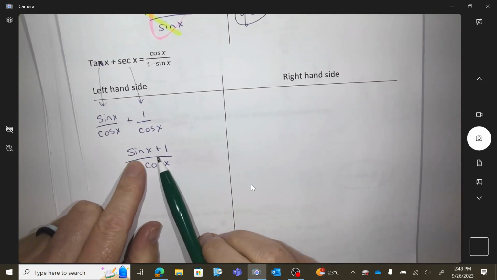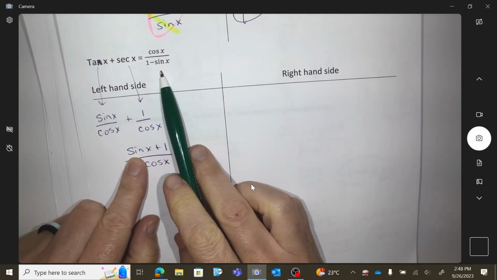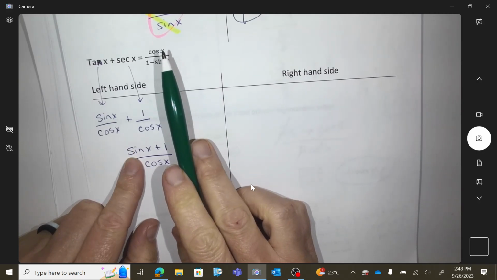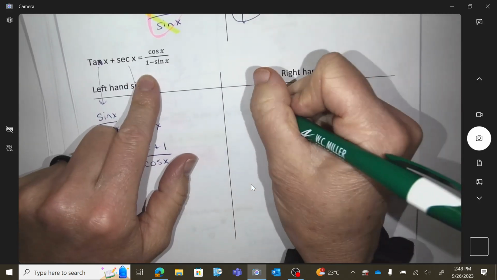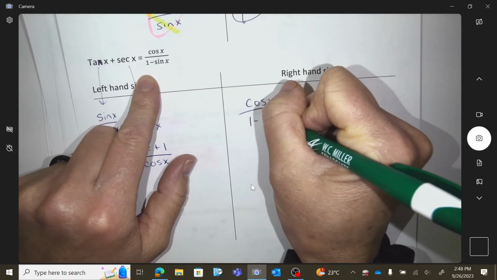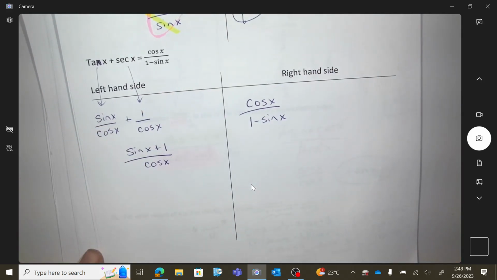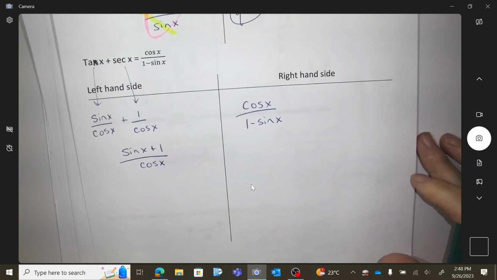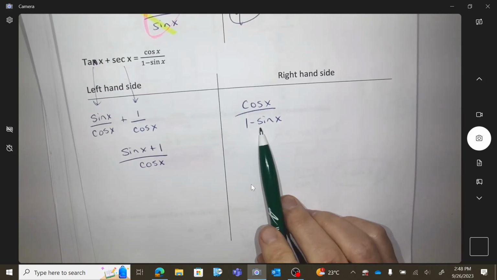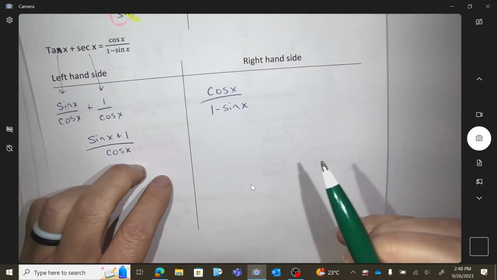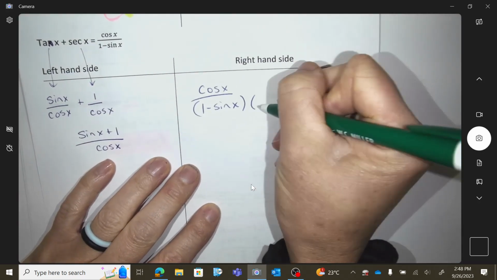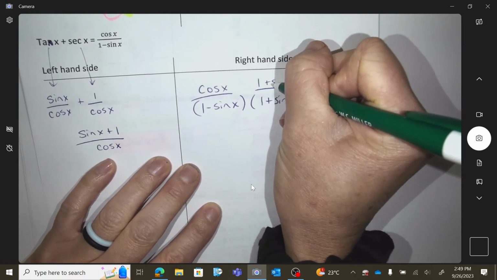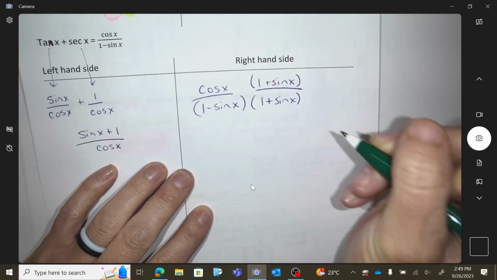So I'm going to pick either this binomial or this binomial. It doesn't matter. What do you guys want to do? Okay, let's go this side. So cos x over 1 minus sine x. Okay, conjugate multiplication. This is how it works. What's the conjugate of this binomial? 1 plus sine x, which means I'm going to do the same thing to the top.